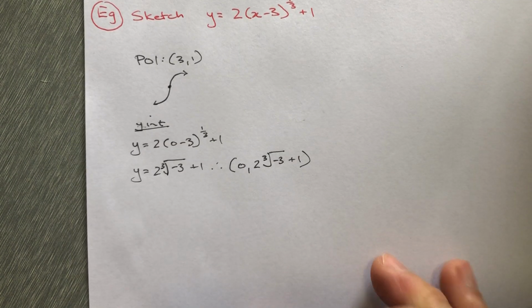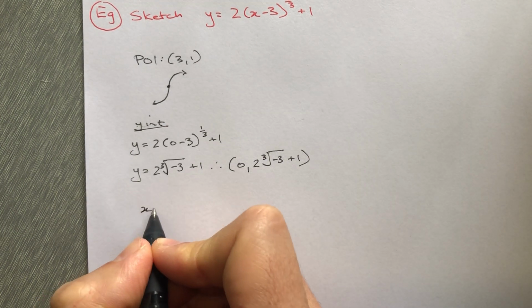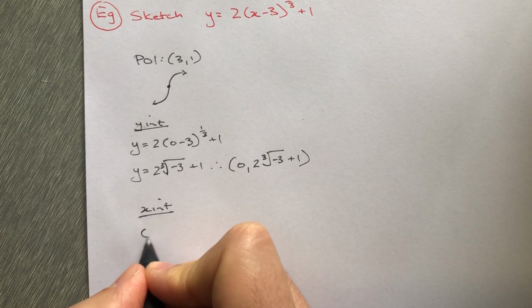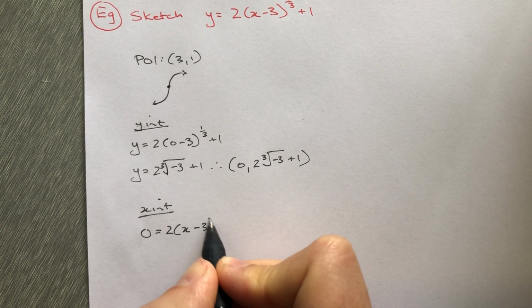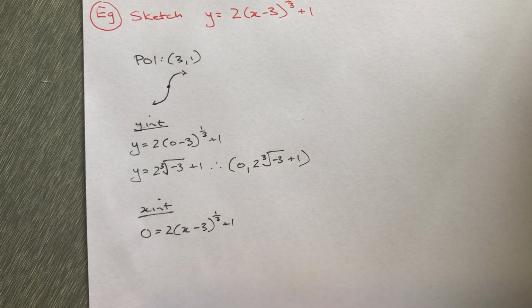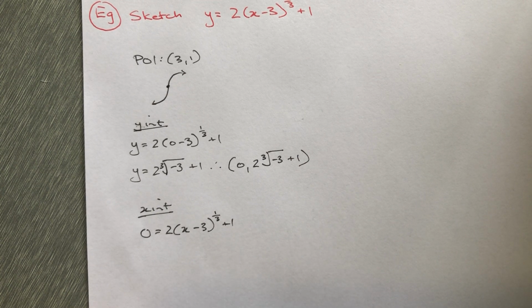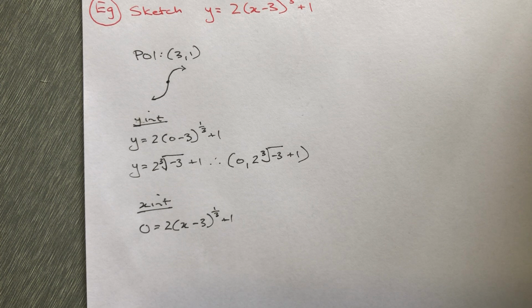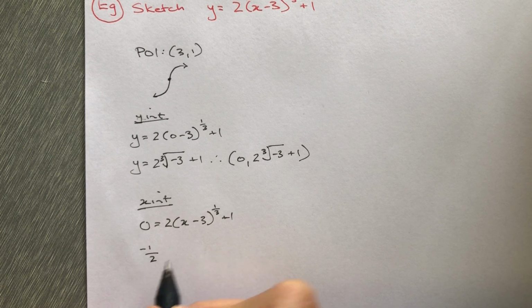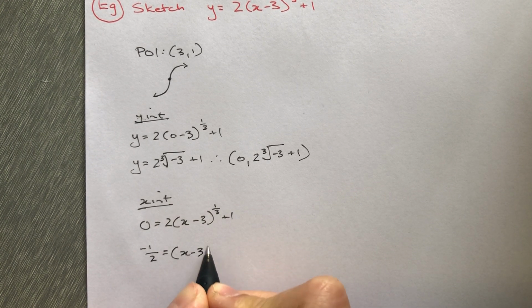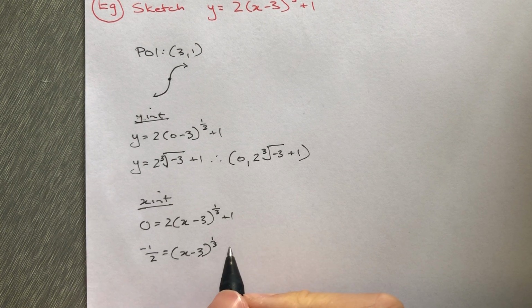We also need our x-intercept as well. That's going to be the last thing that we find out. And we make y equals 0. Okay, now we want to make x the subject. So let's move this 1 over there and the 2 as well. So we're going to get -1/2 on the other side. And we're going to be left with this over here.